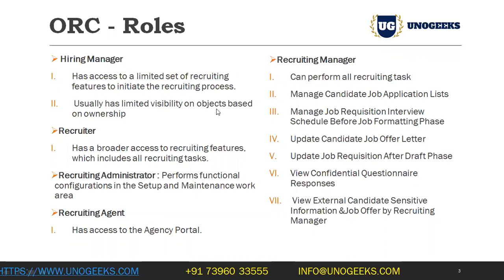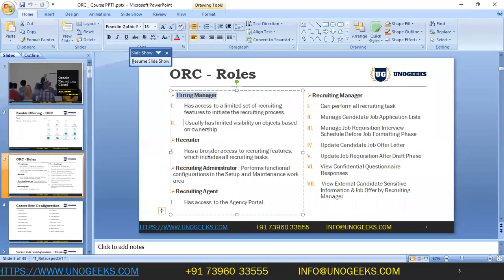Okay, it is only minimal data use, usually with limited visibility of objects based on ownership. Why? Because the objects that we have seen are only 2 objects. If you want to provide any other, like offering and any other work relationship, we have an option to provide permissions for the hiring manager. And the next one we'll see is the recruiter. Recruiter will have broader access to recruiting features. That means he will have access to complete details, the complete recruiting process.